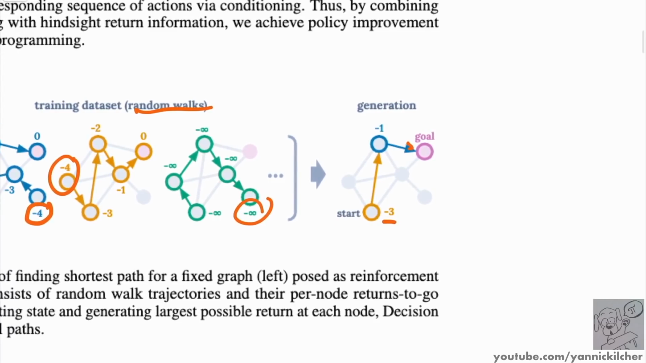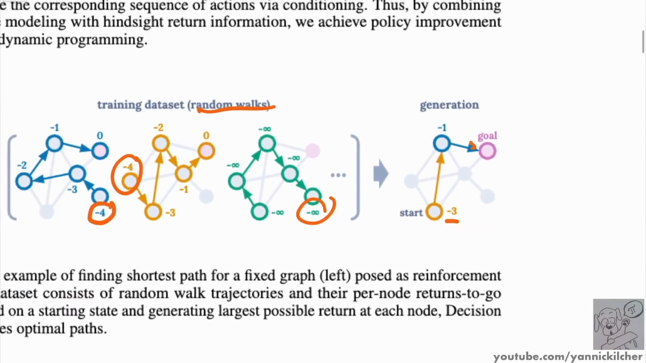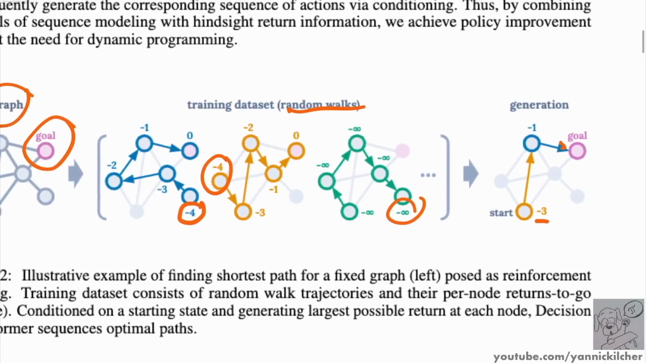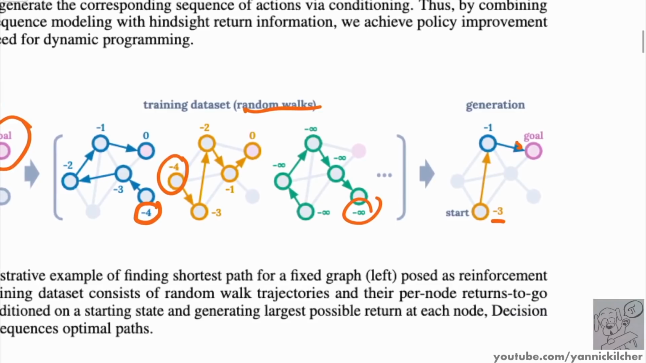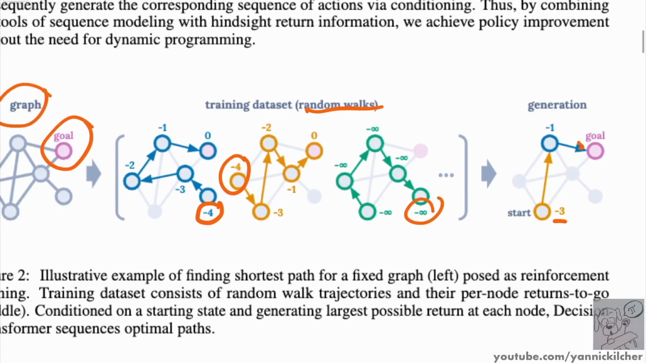So you're saying, I would like to get a very high reward, or a low magnitude negative reward going from here, which corresponds to finding a really short path, right? And what the model is going to do is look at its training data and ask, was I in a similar situation at some point in the training data set? And it's going to find, yes, actually, here I was in a very much similar situation.